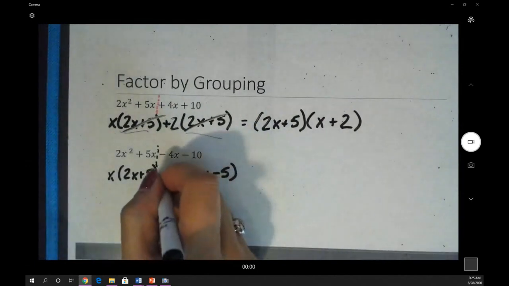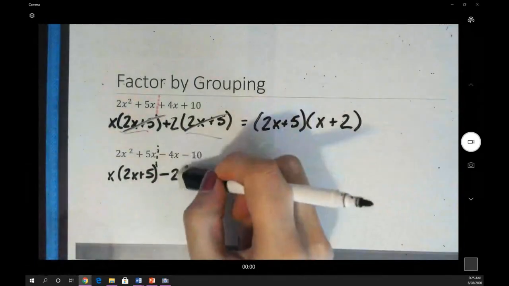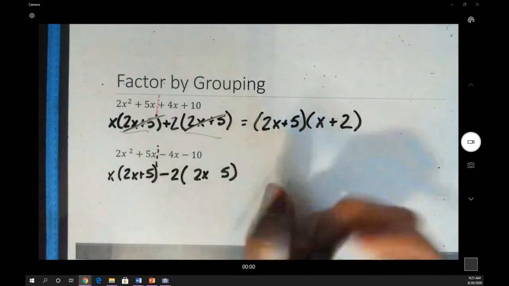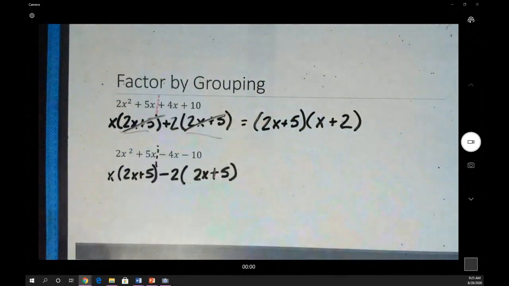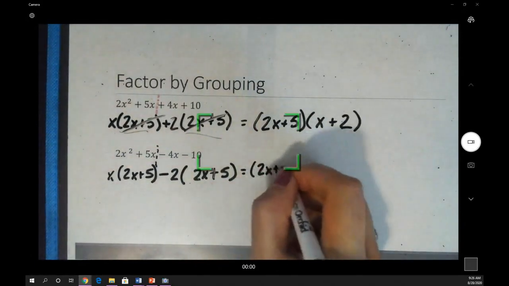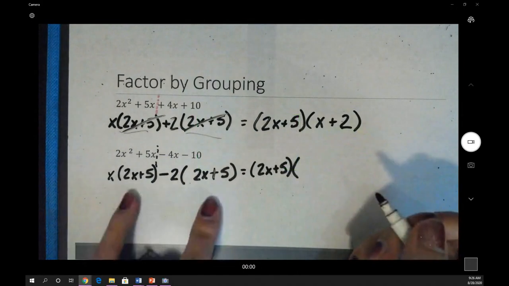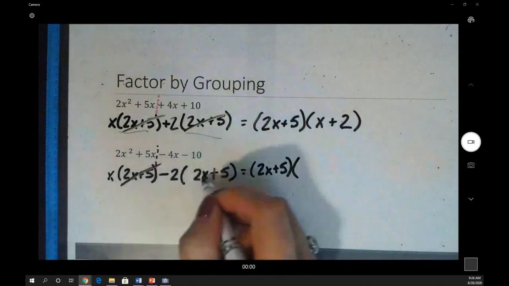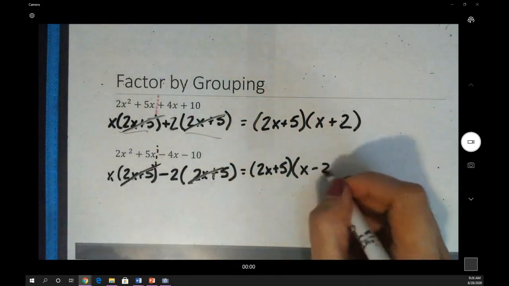So if I factor out a negative 2, that will change the signs on the inside. So we have 2x plus 5. So we now have that 2x plus 5 in common. And if we factor out the 2x plus 5, then what's left over is x minus 2.